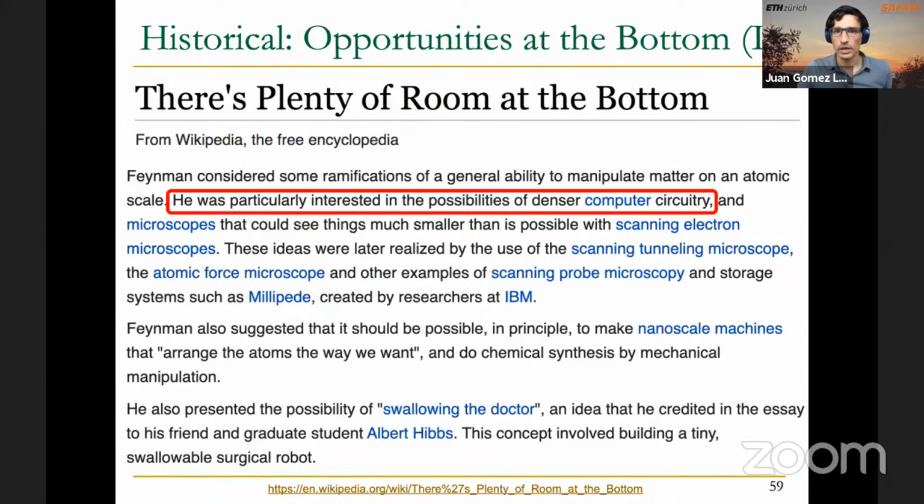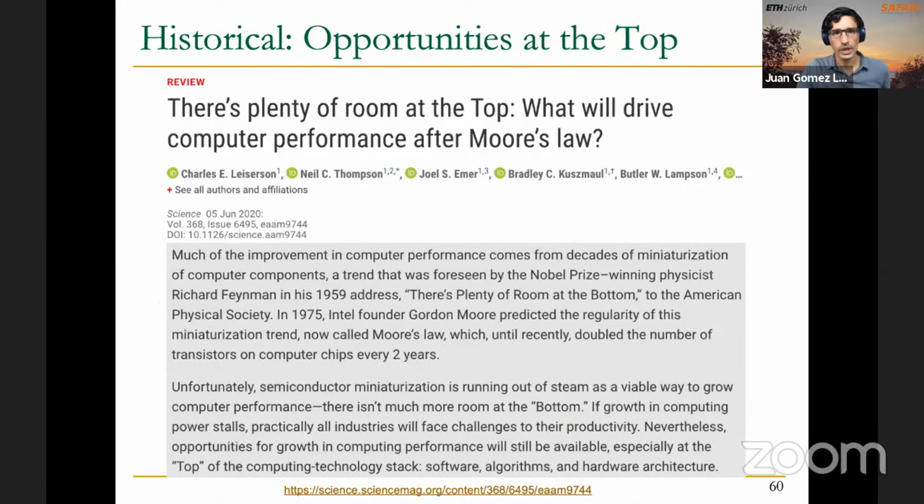Feynman had in mind the possibility of building denser computer circuitry, and he was also thinking about the possibility of swallowing the doctor. These days, we don't think that it will be so difficult to have these kinds of swallowable surgical robots that can be very good at many health and medicine applications. And definitely this famous lecture created an impact on many researchers in later years.